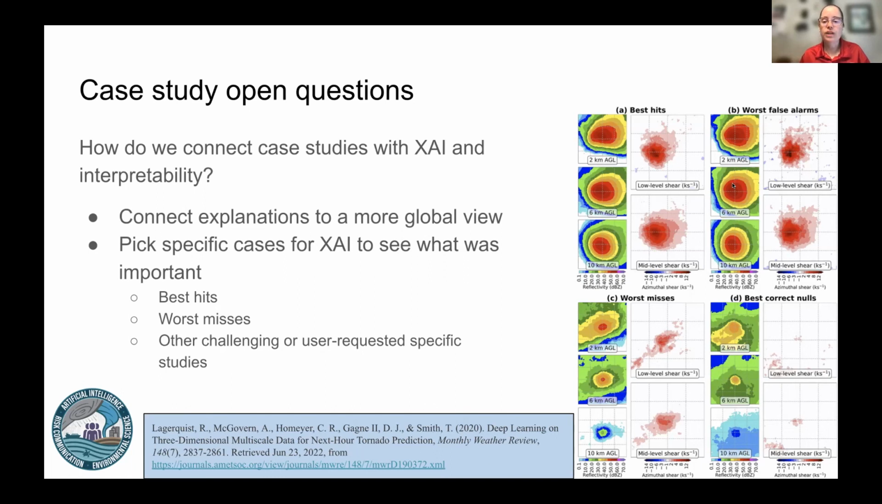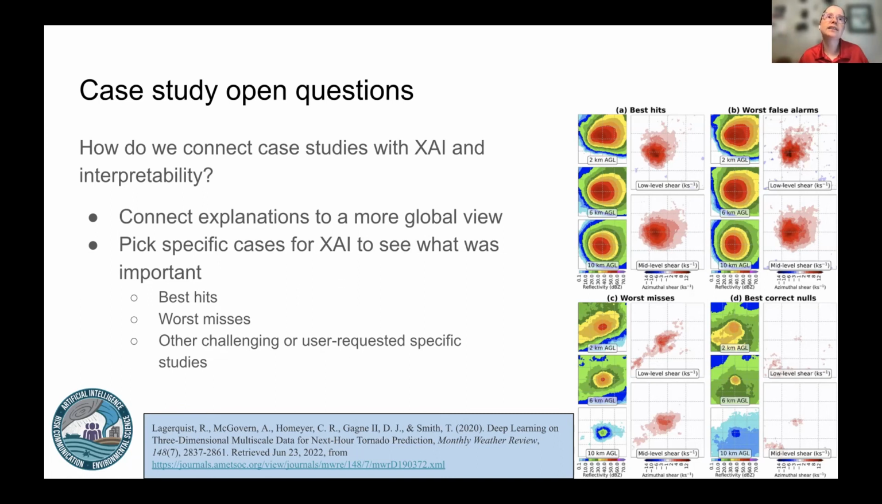And that helped because, sorry, I have the hiccups now. For example, the best hits looked relatively like a tornadic storm. If you hallucinate a little bit, it might even be a hook echo. You kind of have to squint, I admit. But if you look at best hits and best correct nulls, you can see that there's nothing in the best correct nulls. And then we examined the worst false alarms, for example, and found that over 70% of the worst false alarms were actually warned by the human forecasters. So they missed them too. Those case studies turned out to be really interesting.